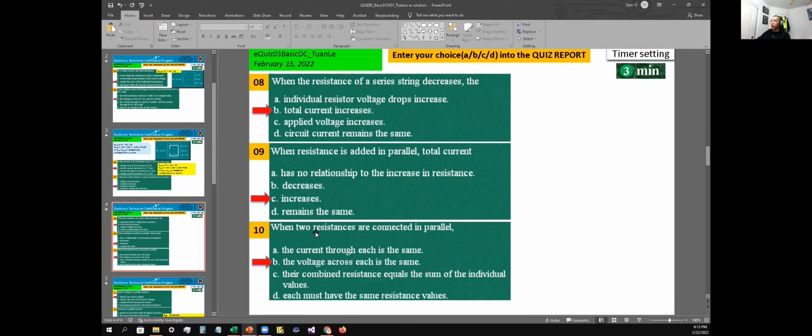Number 10, when two resistances are connected in parallel, the voltage across each is the same. So the answer is B as in Bob for number 10. So any questions on number 8, 9, or 10?